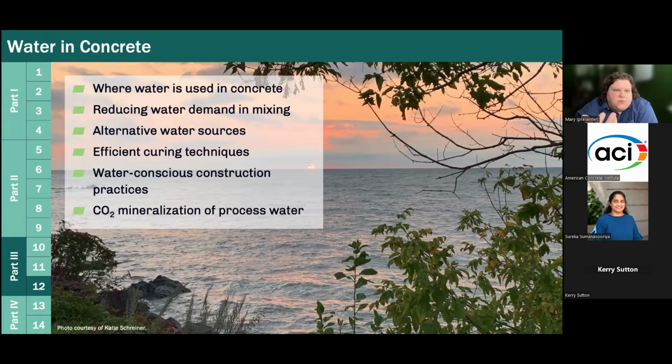So where is the water used in concrete? Talking about how do you reduce the water demand during mixing? What are some alternative water sources if water is not readily available to you? What are some water conscious construction practices? Again, that's sort of bleeding into construction practices, which is different than material selection, but it all goes hand in hand in the end. And then CO2 mineralization of processed water, which I had mentioned earlier with the CCUS.